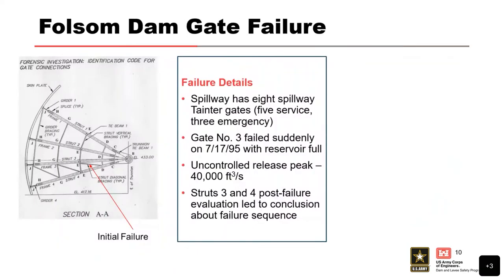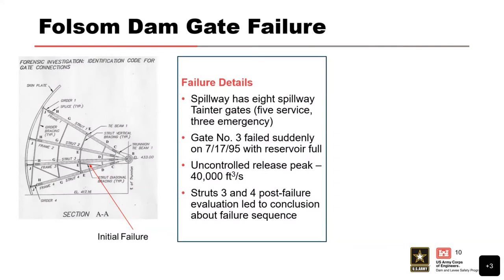So looking a little closer at Folsom, the spillway has 8 Tainter gates, and this is gate number 3 that failed suddenly as they were lifting the gates. It had full pool, but they were operating the gates due to some maintenance and a planned outage at the powerhouse, so they had to pass flows through the spillway. This resulted in an uncontrolled release of 40,000 CFS. That was within the safe channel capacity.